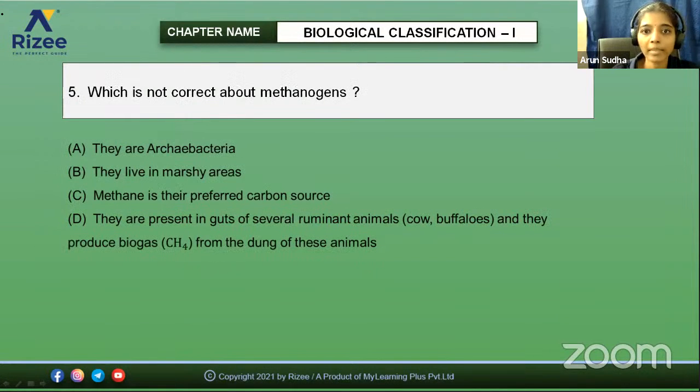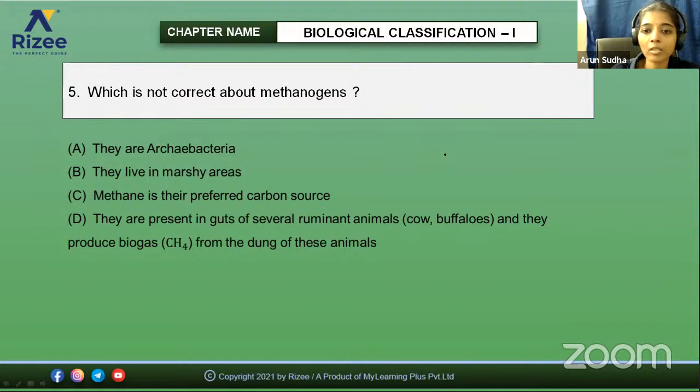And then the fifth question is, which is not correct about methanogens? They are Archaebacteria. They live in marshy areas. Methane is their preferred carbon source. They are present in the guts of several ruminant animals, cows, buffaloes, and they produce biogas from the dung of these animals. So which is the correct option? Yes, option C is correct.